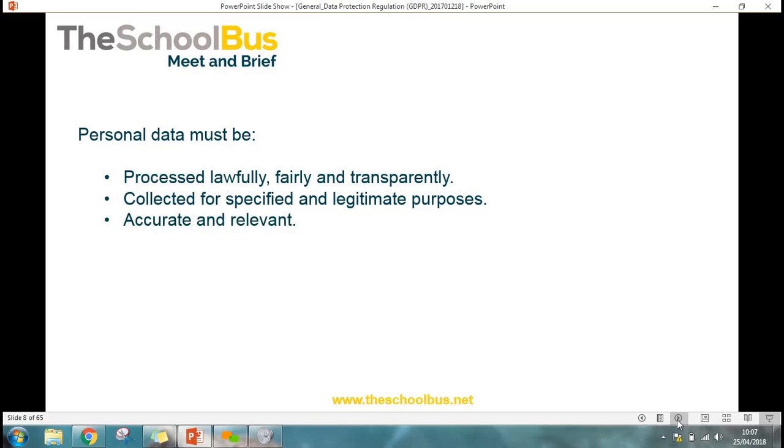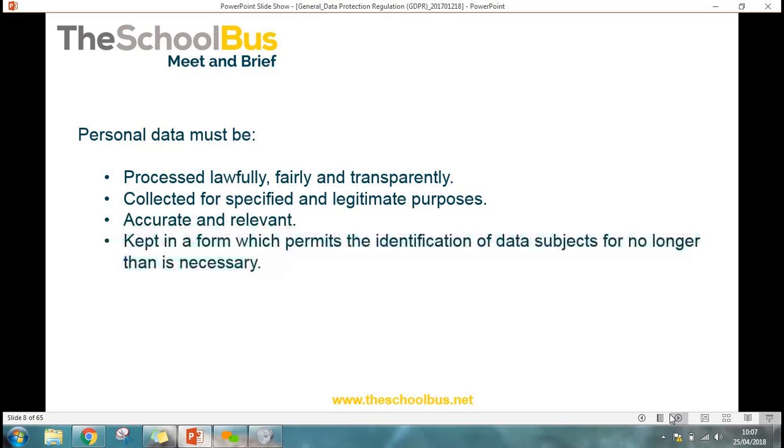Make sure that we do know what data we're collecting. Clearly, it's going to be accurate and relevant, and that allows us then to be able to identify it and pass it on to data subjects, and only to keep the data for as long as we need it to be.